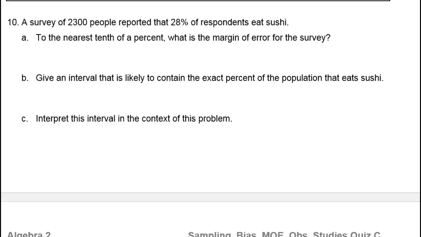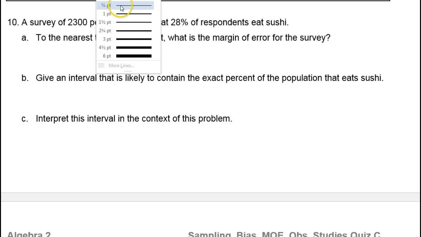All right, in this video, we're going to talk about calculating margin of error. A survey of 2,300 people reported that 28% of respondents, meaning people who filled out the survey, eat sushi. To the nearest tenth of a percent, that's one decimal place, what's the margin of error for the survey?